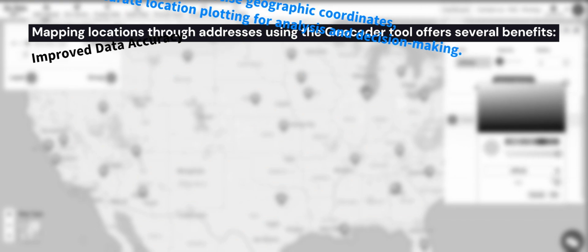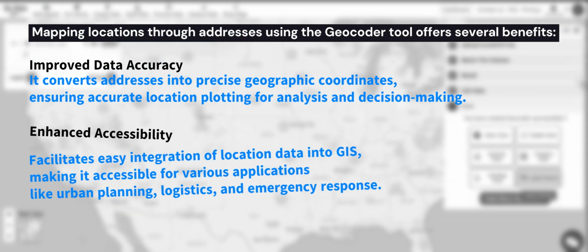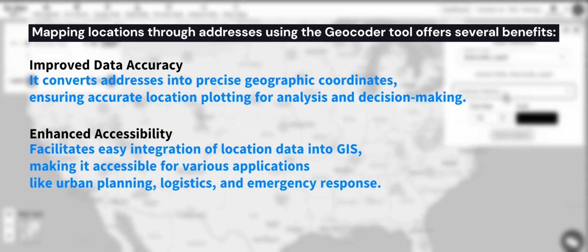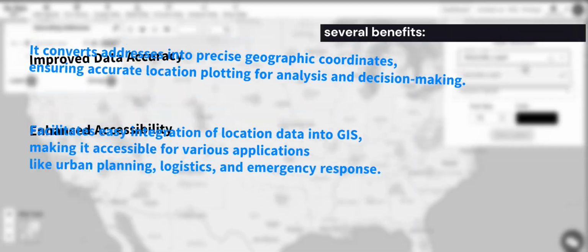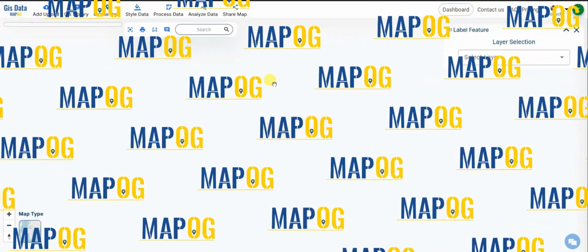Mapping locations through addresses using the Geocoder tool offers several benefits. Improved data accuracy. It converts addresses into precise geographic coordinates, ensuring accurate location plotting for analysis and decision-making. Enhanced accessibility. Facilitates easy integration of location data into GIS, making it accessible for various applications like urban planning, logistics, and emergency response. Let us see how to create this map in MAPOG Map Analysis.